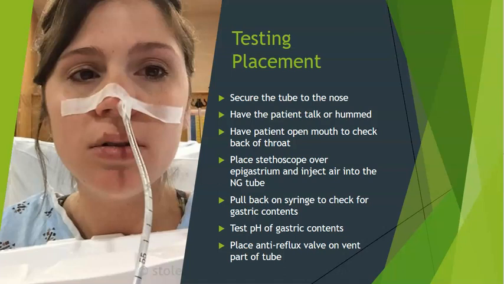Then you're going to place your anti-reflex valve on the vent part of the tube, which is usually a blue portion of the tube, and if the order is to hook it up to suction, you're going to hook it up to low intermittent suction.